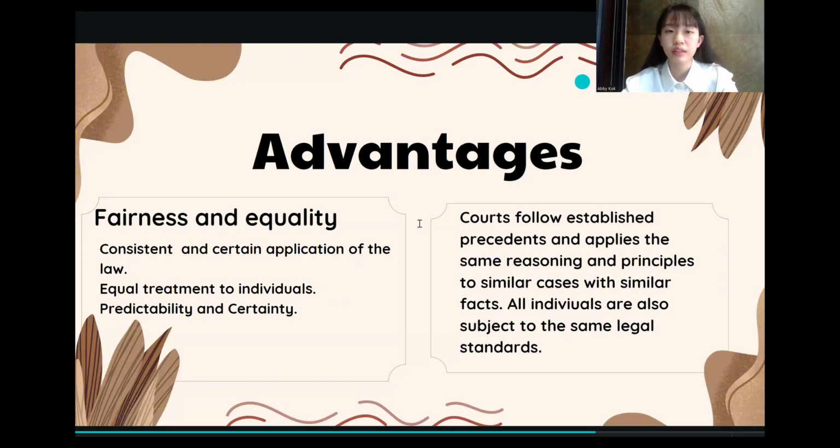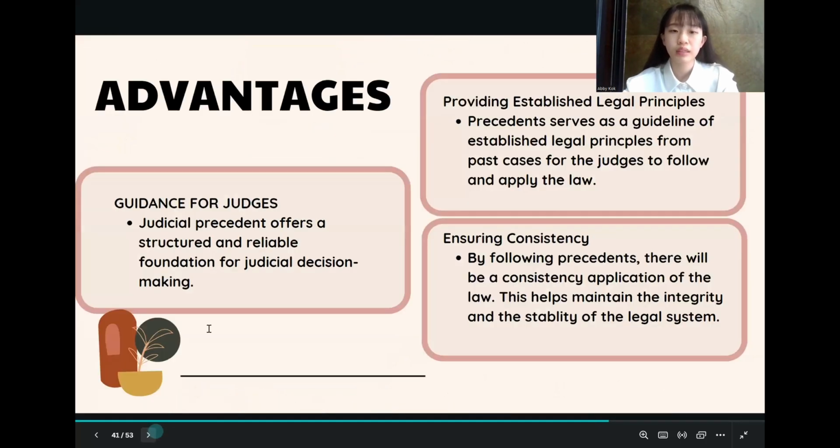Another advantage of judicial precedent would be guidance for judges. Judicial precedent offers a very structured and reliable foundation for judicial decision-making for the judges and for the lawyers to refer to. Judicial precedent also provides established legal principles which serve as a guideline from past cases for the judges to refer to and follow to apply the law. This also ensures consistency as it maintains the integrity and the stability of the legal system. In many cases of the legal system, judges will follow the past decisions of cases that were made before the current situation.